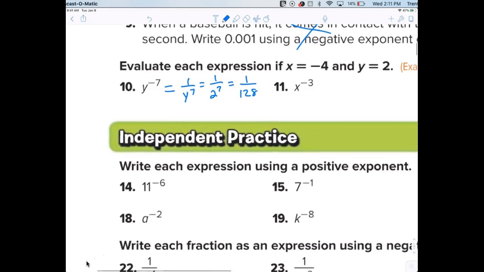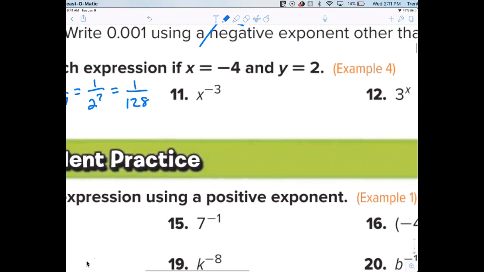All right, here we go. What does x to the negative 3 mean? 1 over negative 4 to the third. Yes. I actually wanted you to just write 1 over x cubed, but that's okay. 1 over negative 4 to the third power.